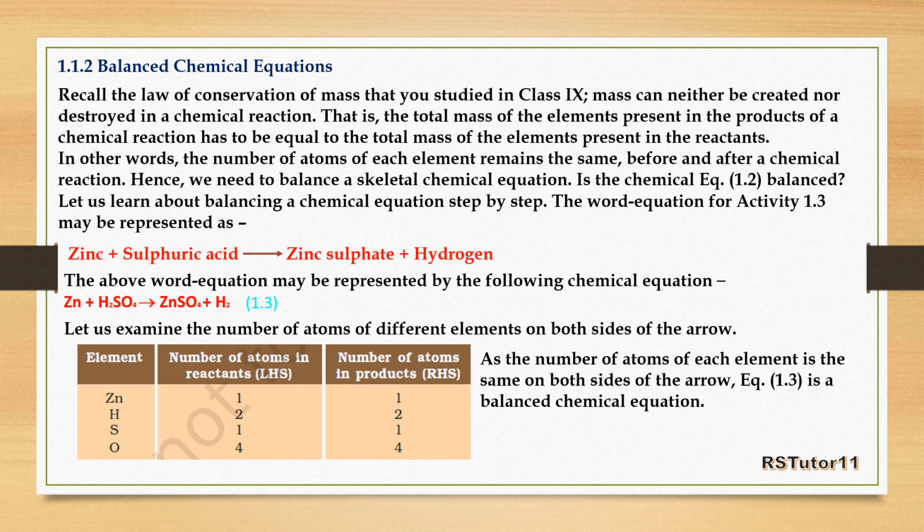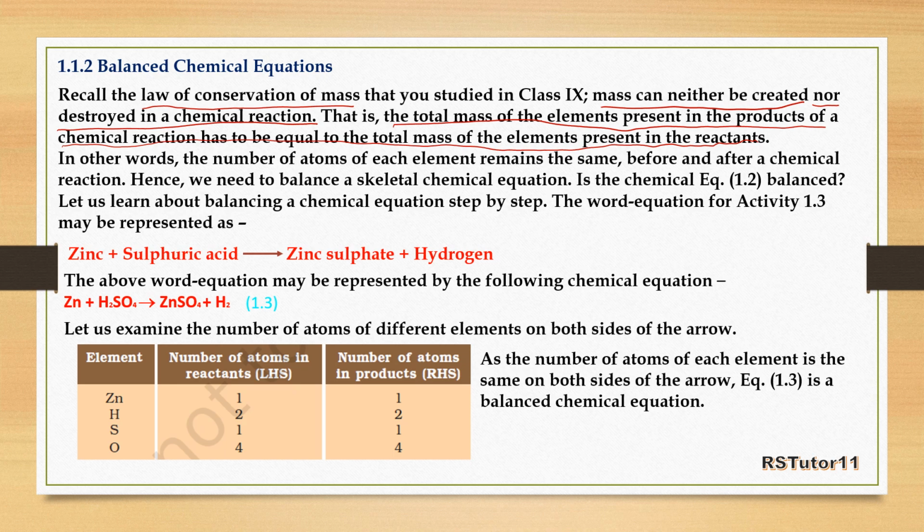Next, how to balance the chemical equation. Recall the law of conservation of mass that you studied in class 9. See, what is the law of conservation of mass? Mass can neither be created nor destroyed in a chemical reaction. That is, the total mass of the elements present in the products of a chemical reaction has to be equal to the total mass of the elements present in the reactants. Are you understanding this point?